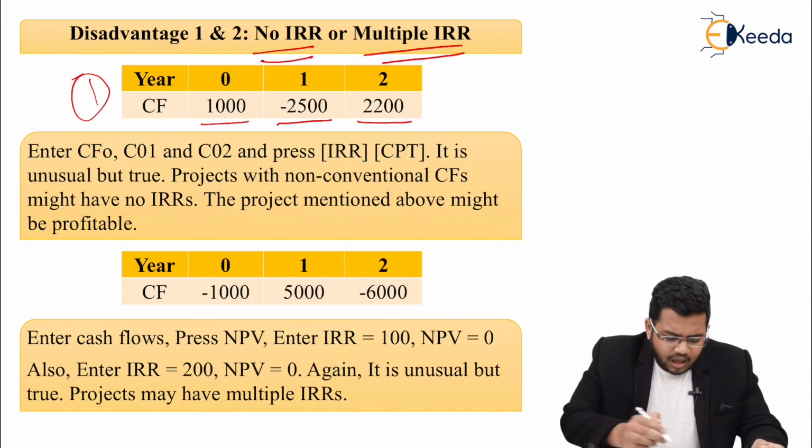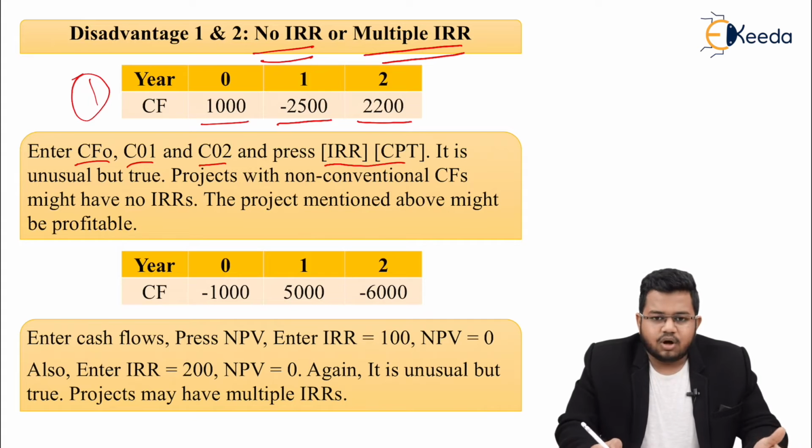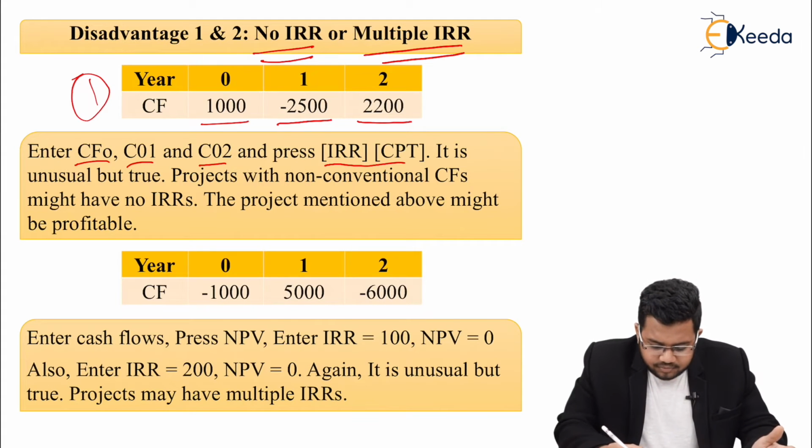So what we do is we are trying to find out IRR. If you remember, we enter CF0, C01, C02 and press IRR compute. If you want, you can solve side by side. So the keys are, first you start with cash flow, then press second, then press clear work.